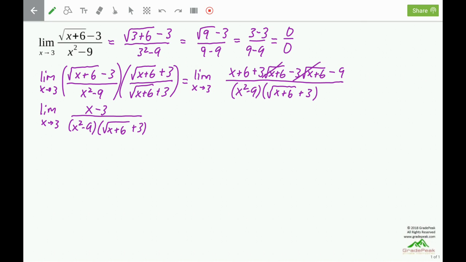We can try factor cancel. We're getting a 0 in the numerator because of the x minus 3. We're getting a 0 in the denominator because of the x squared minus 9. Those cannot cancel with each other just yet. We have to factor that x squared minus 9 first. It is a difference of squares.